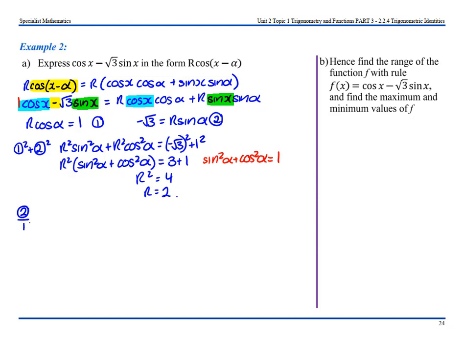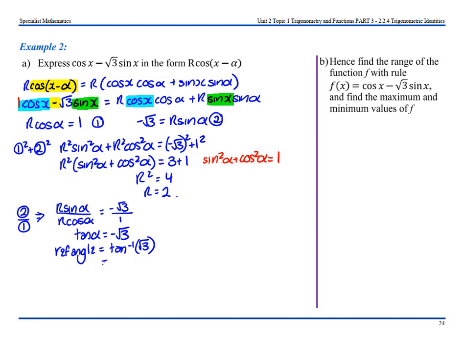Now equation 2 divided by equation 1, we're going to have r sine alpha over r cos alpha equals negative root 3 over 1. So tan alpha equals negative root 3. Our reference angle would be inverse tan of root 3, and that is pi on 3.